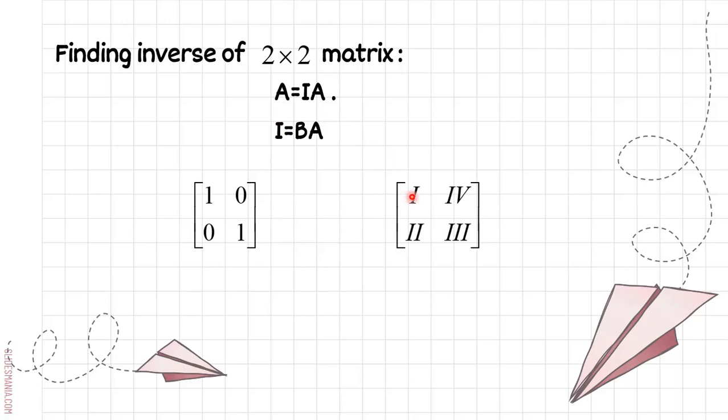So what is your first operation? Your first operation will be to convert this element to 1. Then your second elementary operation will be like this, so that this element becomes 0, and your third elementary operation will be like this, so that this element becomes 1, and similarly your fourth elementary operation will be like this, so that this element becomes 0. So if you are given a 2 by 2 matrix, there are at most 4 elementary transformations you can perform.